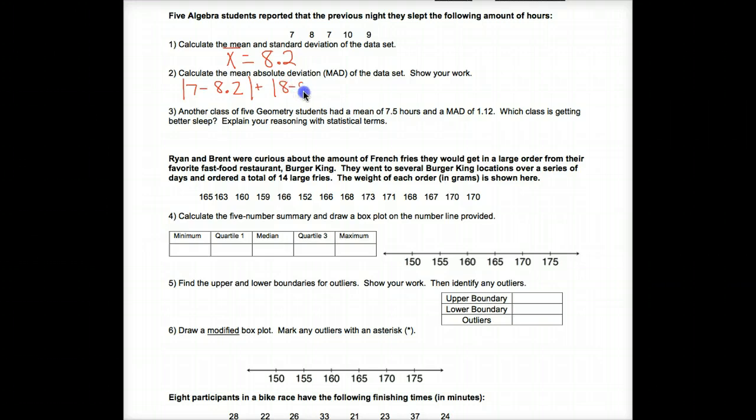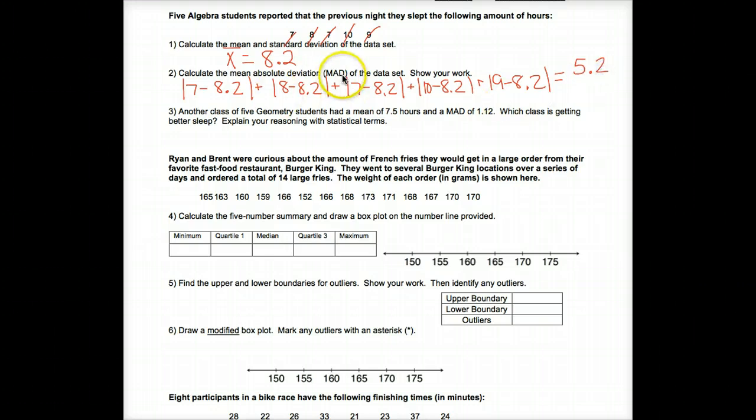So 8 minus 8.2. So I did these two. Now I've got another 7. So 7 minus 8.2 again. Then a 10. 10 minus 8.2. And finally 9 minus 8.2. So 7 minus 8.2, because of the absolute values, these are all going to be positive, but I get 1.2, 0.2, 1.2, 1.8, and 0.8. So you add all 5 of those together, and you should get 5.2.